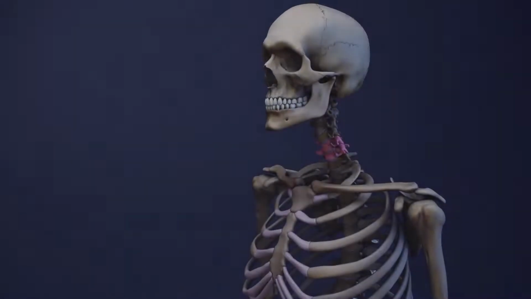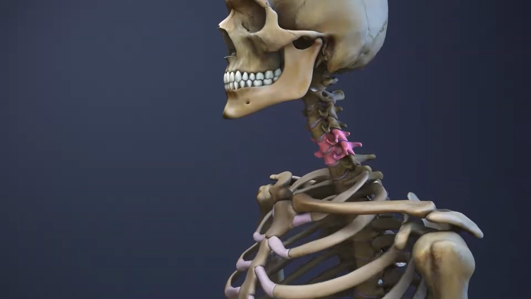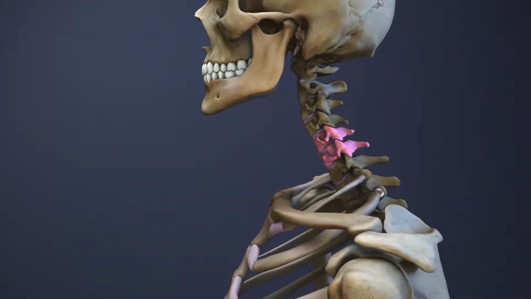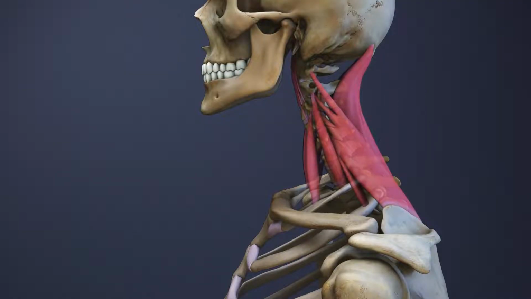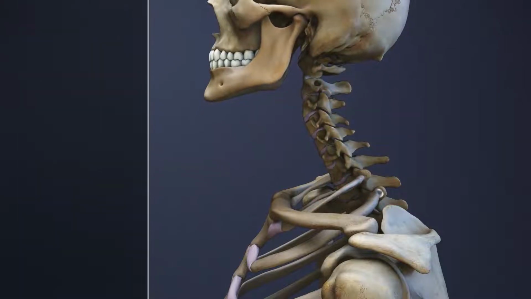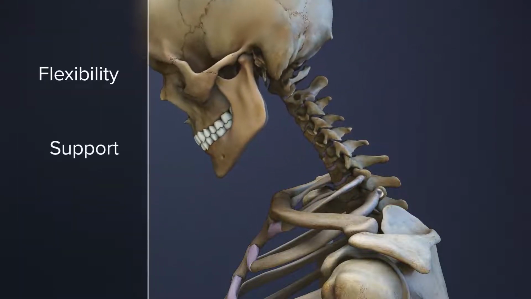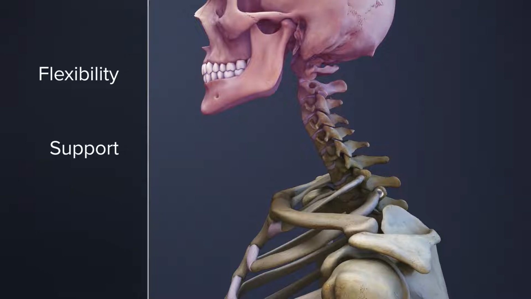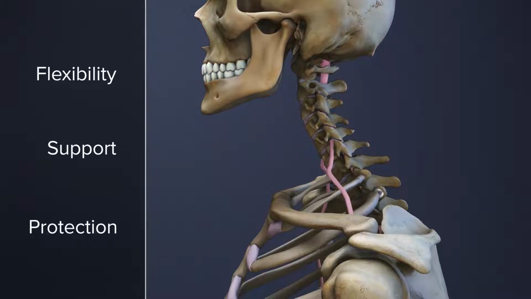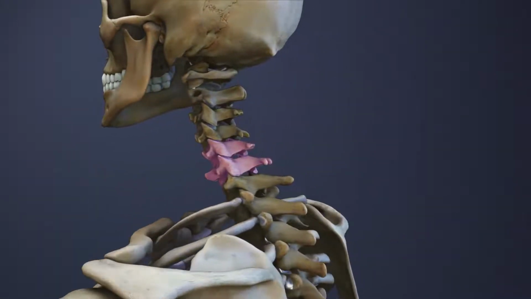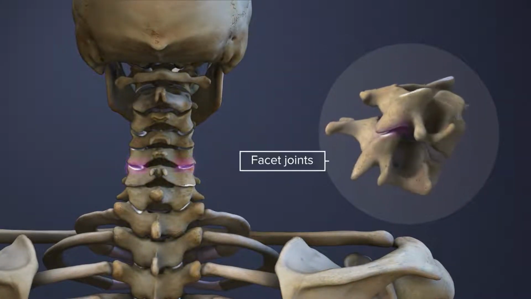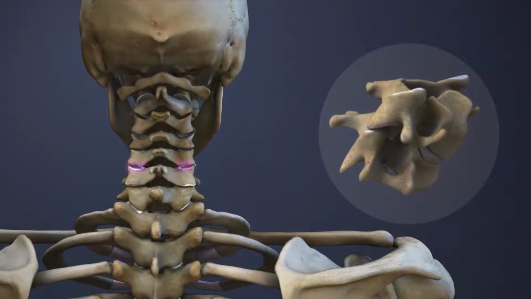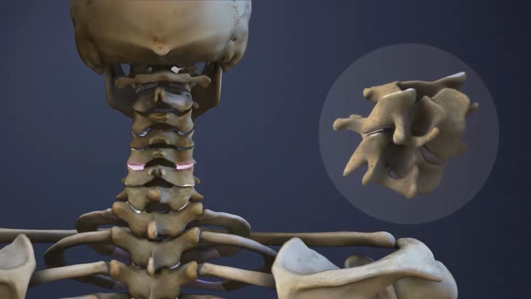The C5-C6 spinal motion segment is located in the lower portion of the cervical spine and consists of C5 and C6 vertebrae and the anatomical structures connecting them. This segment helps provide neck flexibility, supports the upper cervical spine and head, and protects the spinal cord and nerve pathways. The C5 and C6 vertebrae are connected in the back by a pair of facet joints that allow limited forward, backward, and twisting motions.